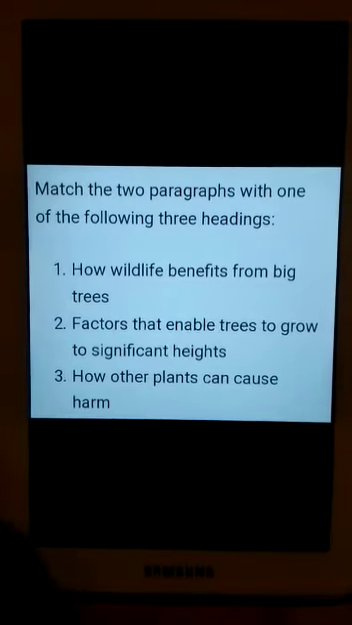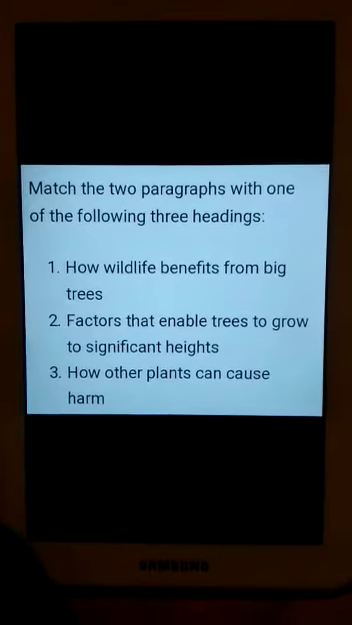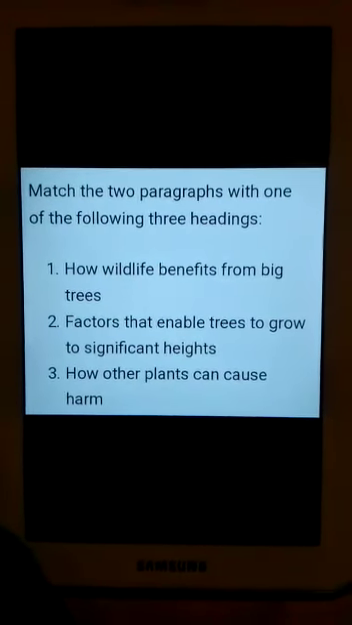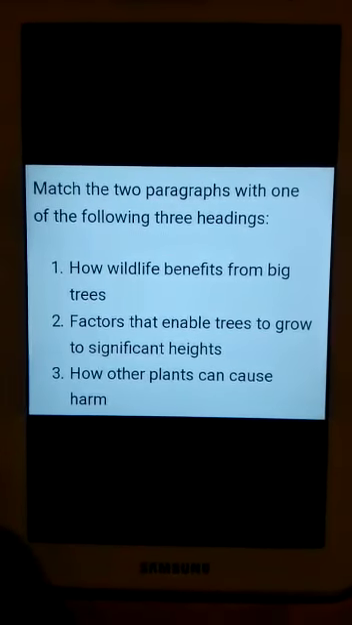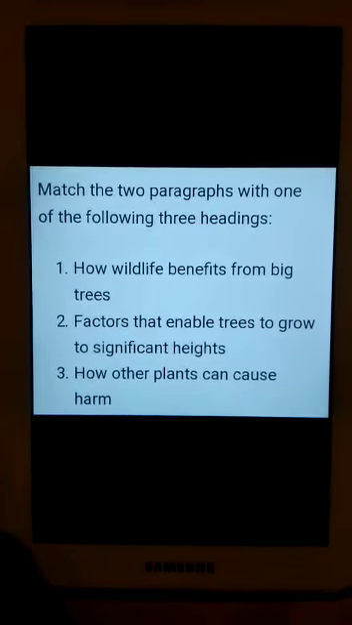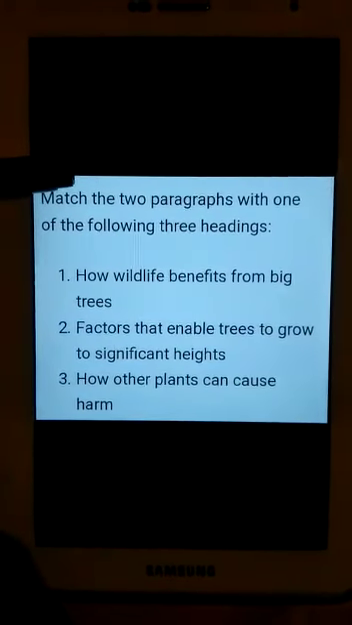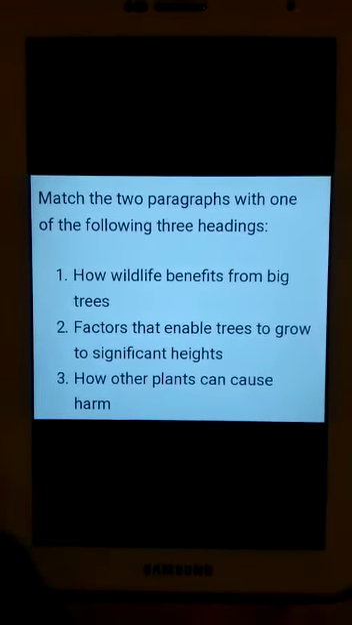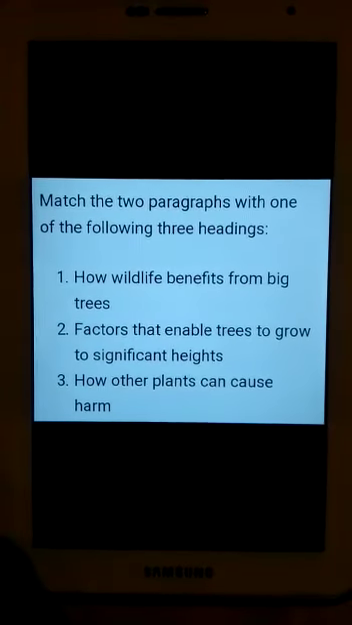Now, here I am with some headings and paragraphs. You have to match the headings with the paragraph. I will do it for you as a practice so that you can understand better. Firstly, read the instruction. It is: match the paragraph with one of the following three headings. Means you are given two paragraphs that you have to match with the three headings.